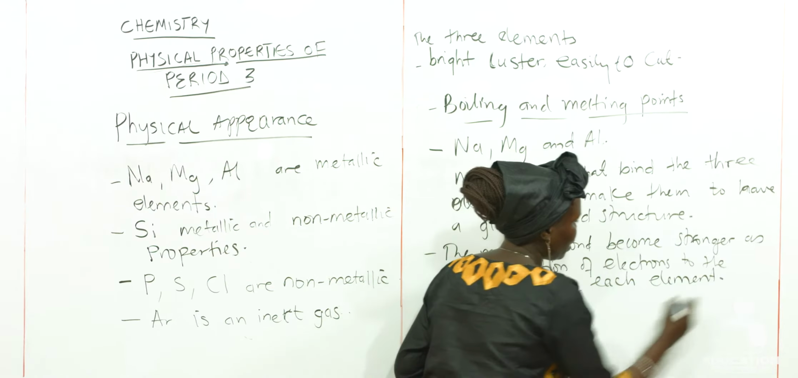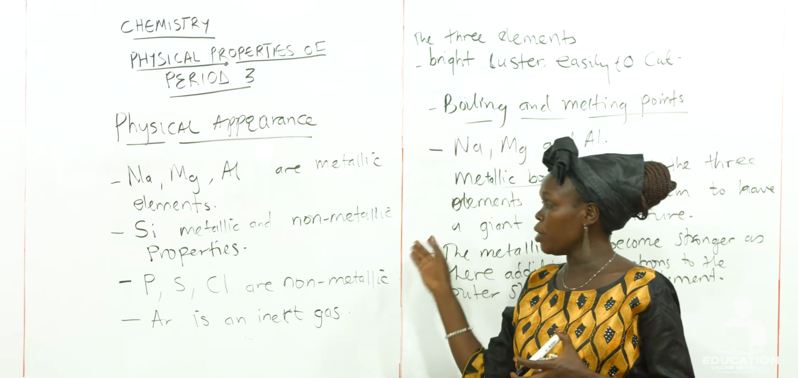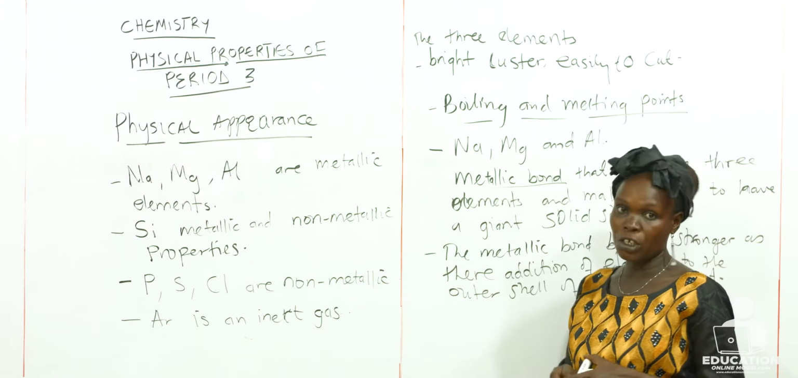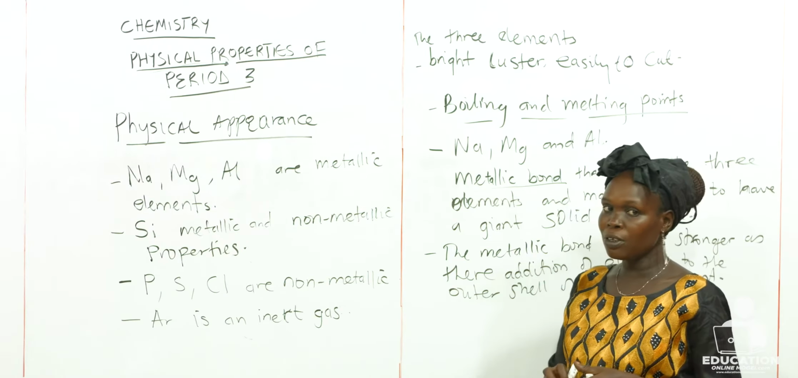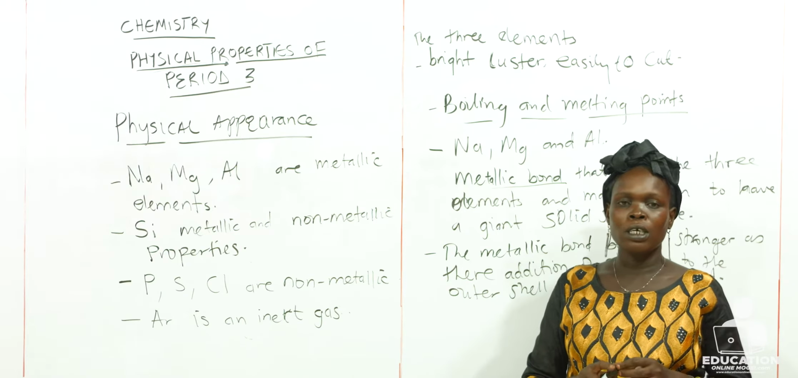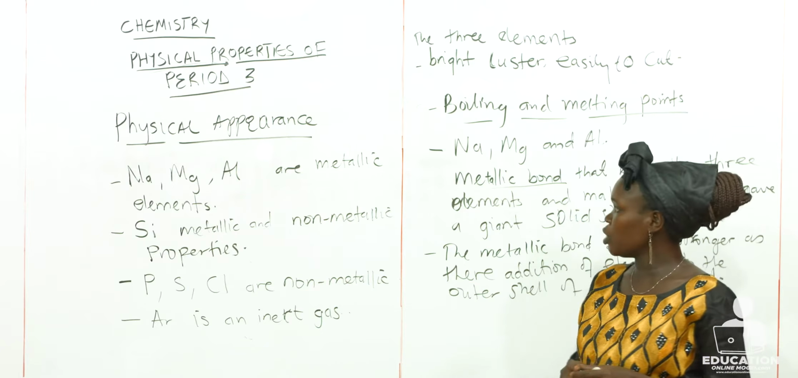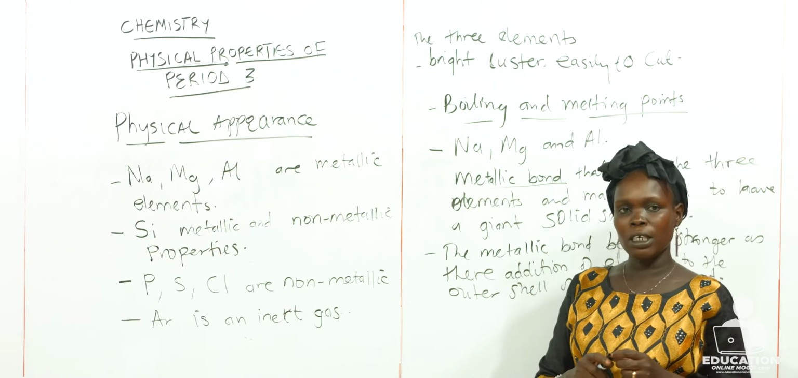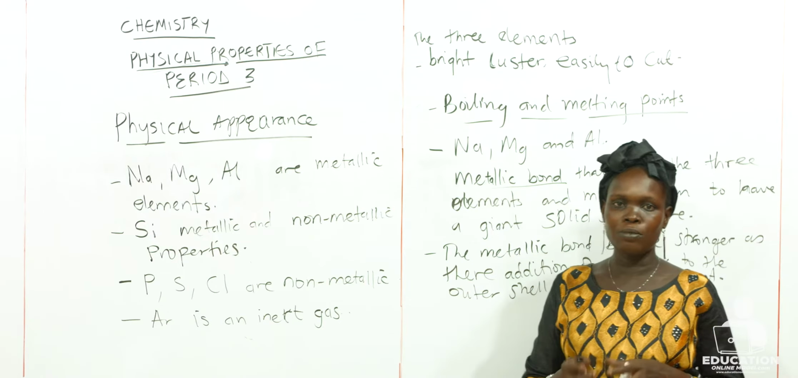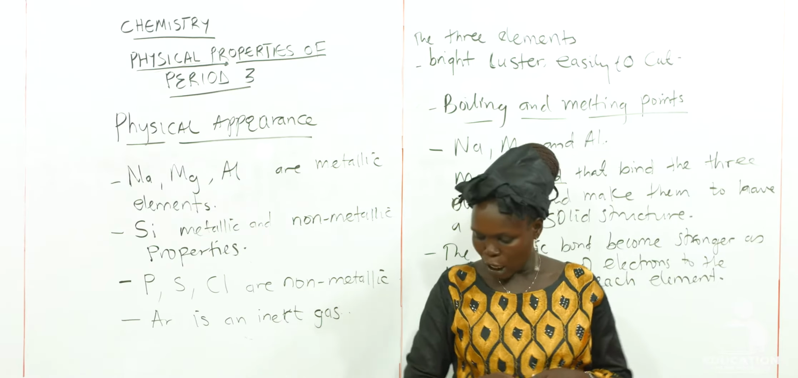So here we are saying that as we move from sodium to aluminium, we are going to see that the metallic bonds become stronger. Why does it become stronger? Because there is addition of electrons into the outermost shells of each element. We know that sodium has a single electron in its outermost shell, while magnesium has 2 electrons in its outermost shell, and aluminium has 3 electrons in its outermost shell.